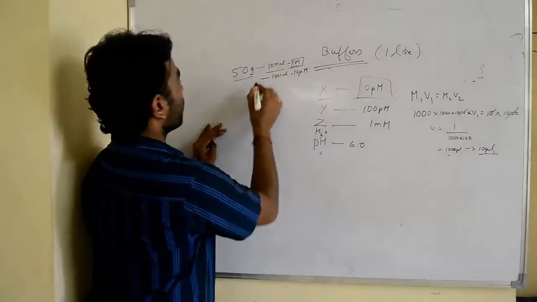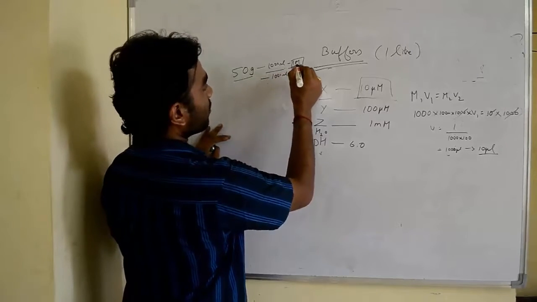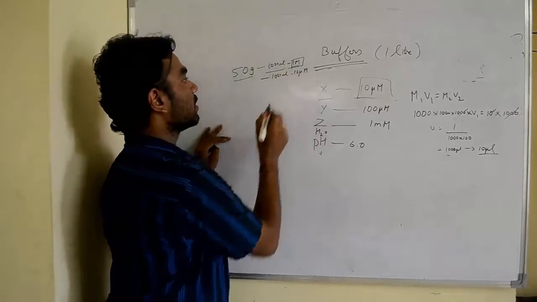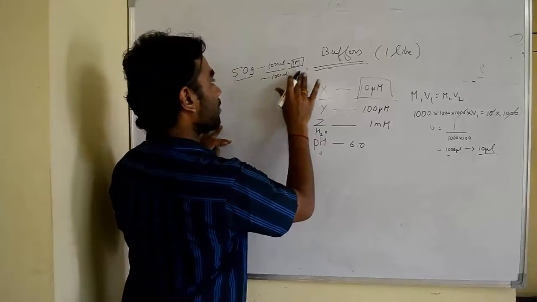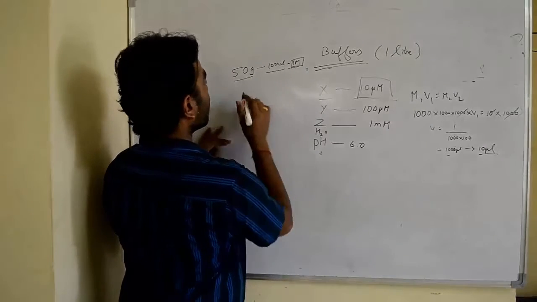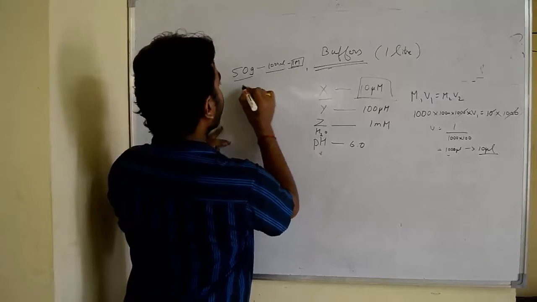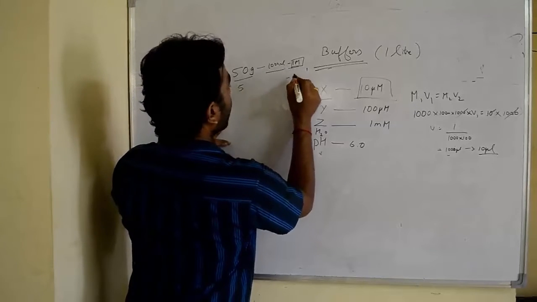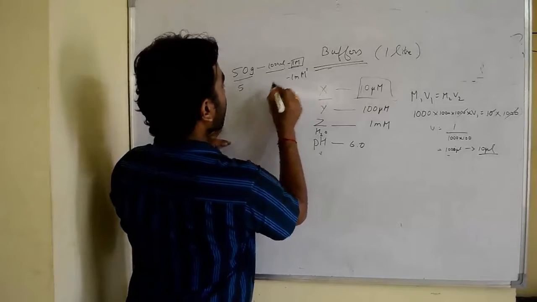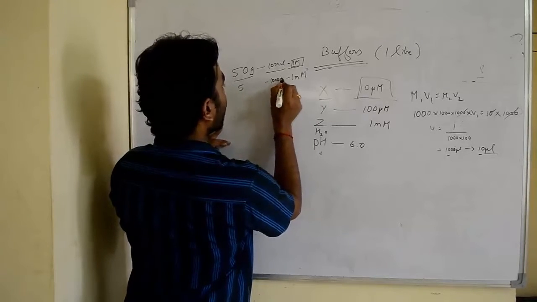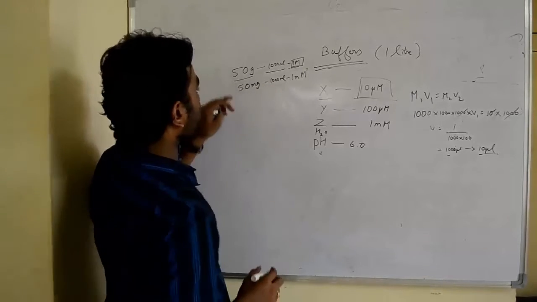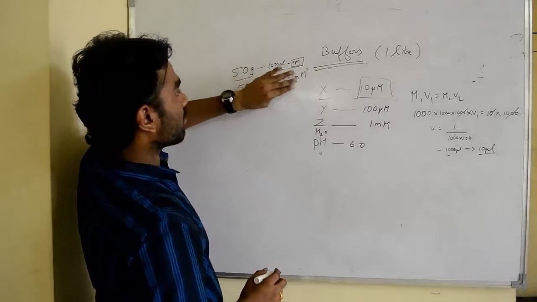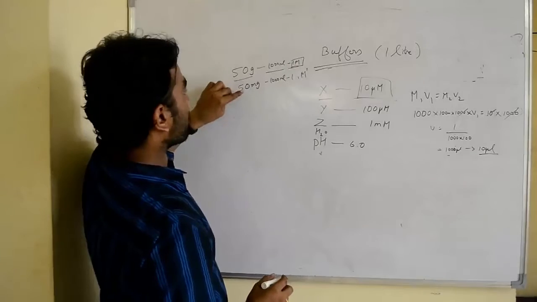For example, 50 grams is required in 1000 ml to get 1 molarity of solution. For 1000 ml, I'm taking the next step simply. For 1 millimolar, how much should I take? For 1000 ml, for 1 millimolar, I will take 50 mg. See, I am doing 1000 times dilution here. So I am taking 1000 times dilution.